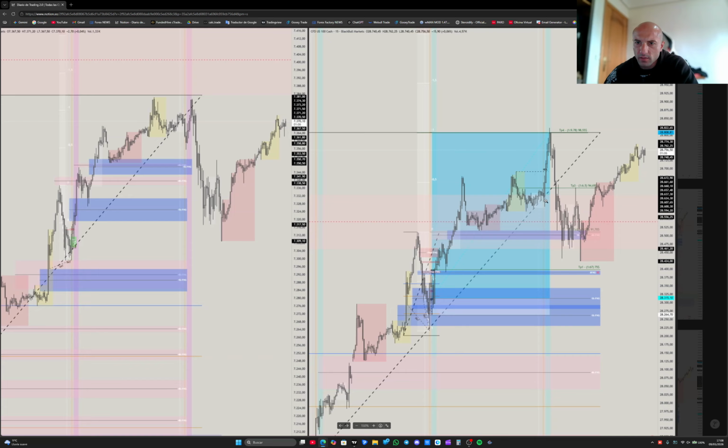9:30 opens, dumps a little bit from here. Well, yeah, it dumps on both. And from there it goes up, takes this buy side liquidity.